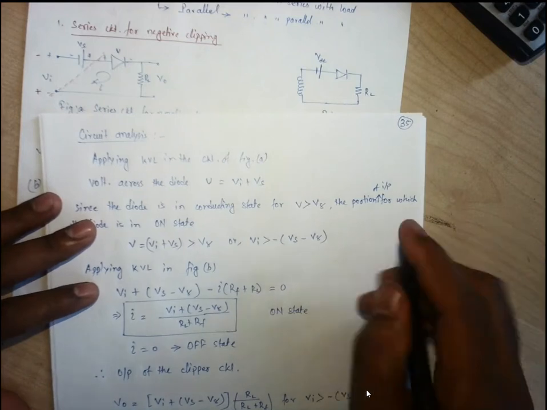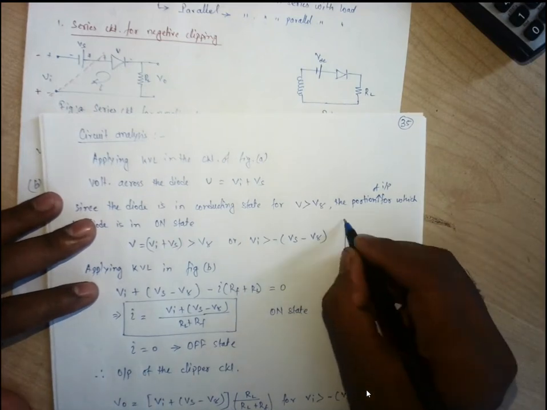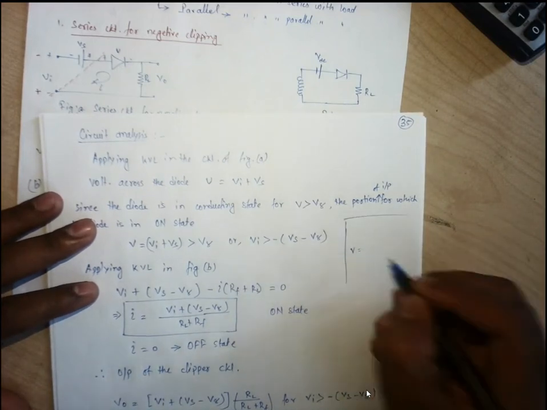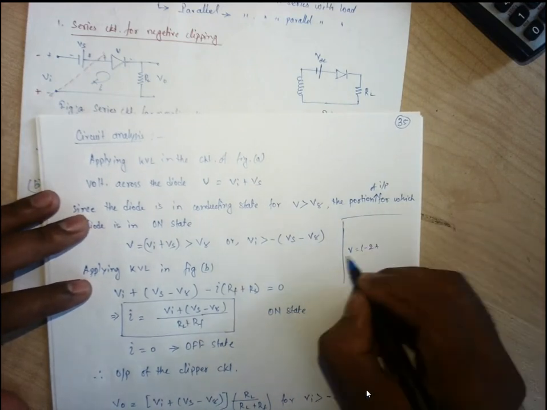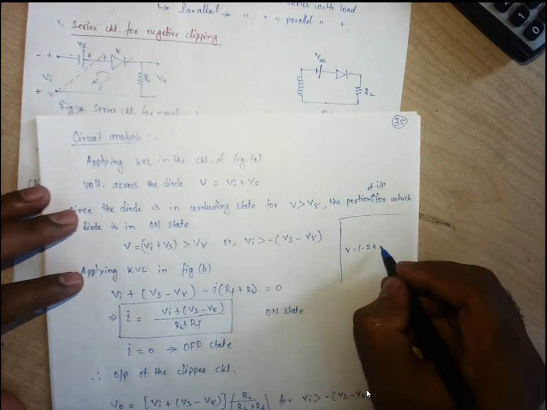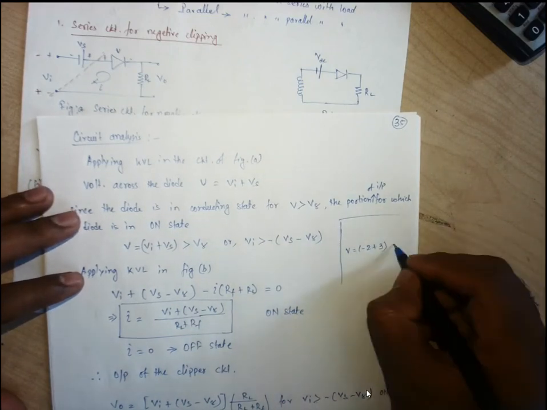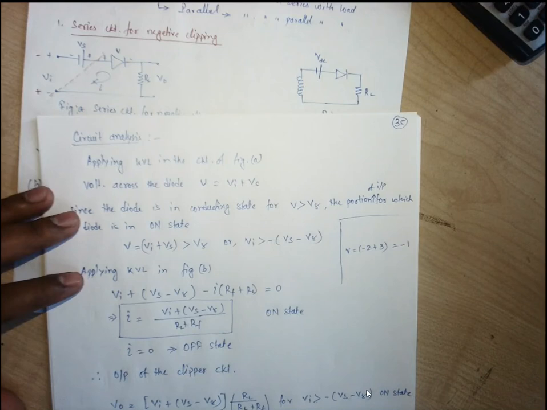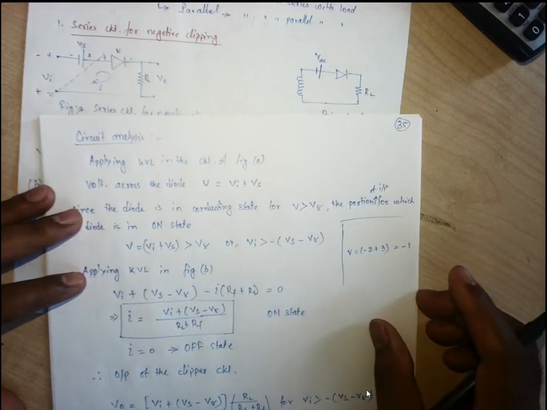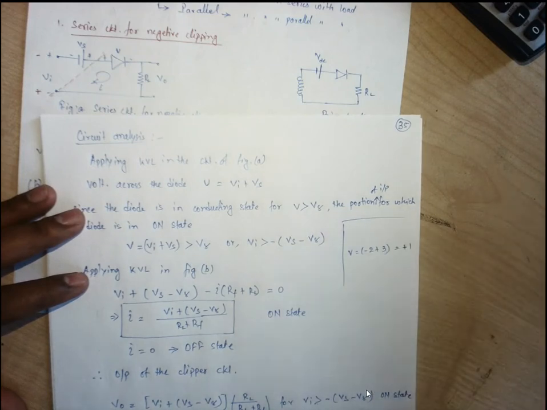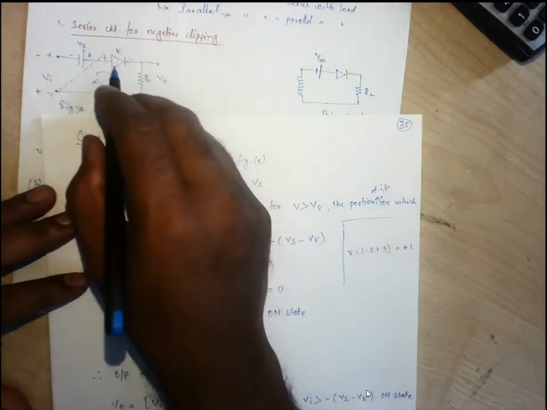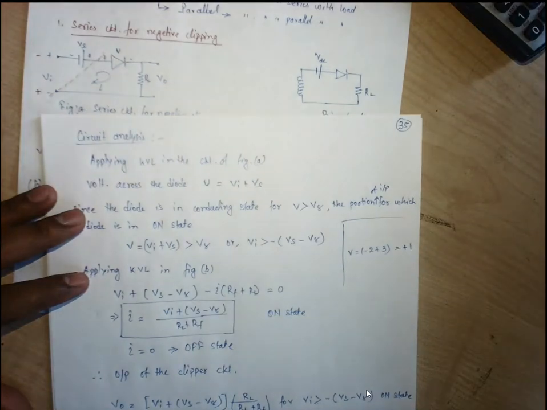So this V, that will be Vi. Let us consider minus 2. Our Vs is 3, we know that. So it is coming out as minus 1... Sorry, it is not minus 1, it is plus 1. So plus 1 volt is applied across this diode. So the diode will be on, it will remain on.